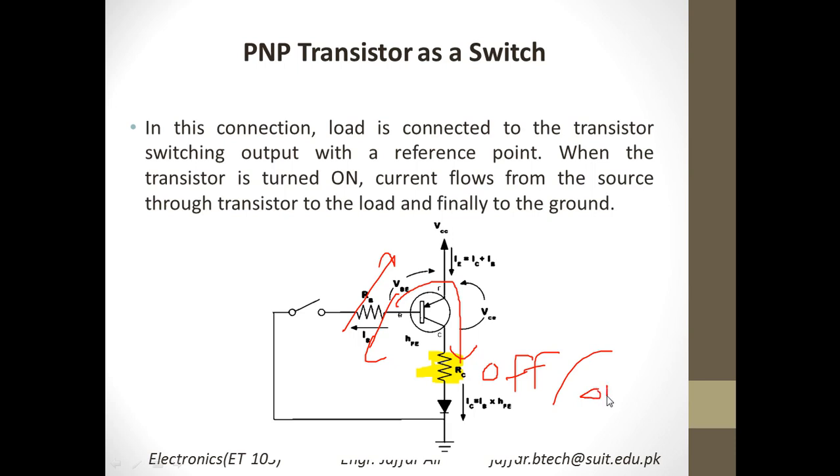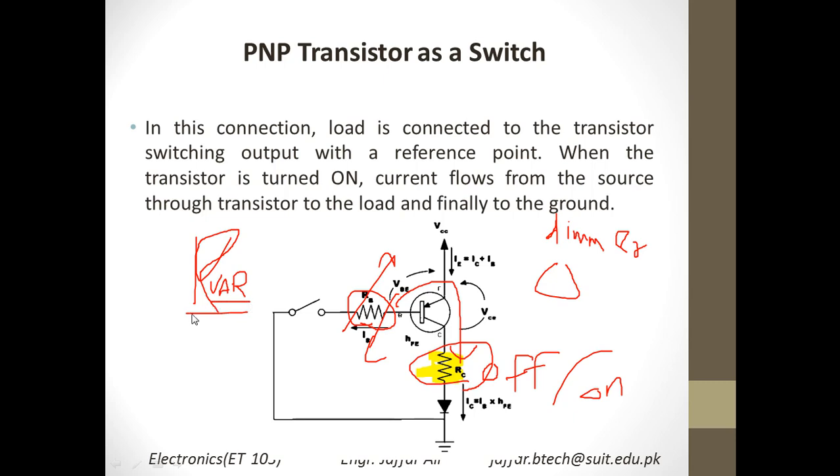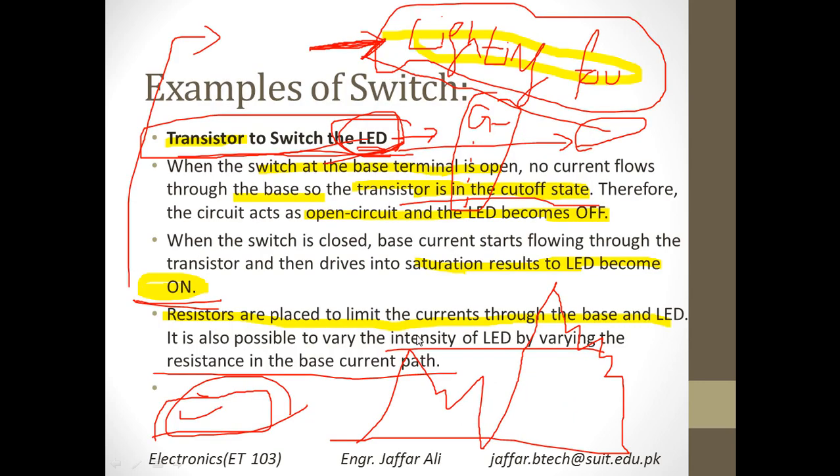And if you want to control the intensity of this light, like a dimmer, you know what a dimmer is? A dimmer is something that controls the intensity of a fan. Similarly, instead of a dimmer you can use a variable resistor. Sorry, this is not B, this is R. Variable resistor. And using this variable resistor, you can control the intensity of the LED.